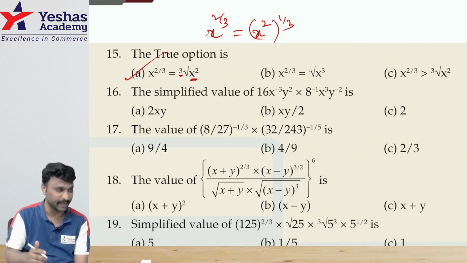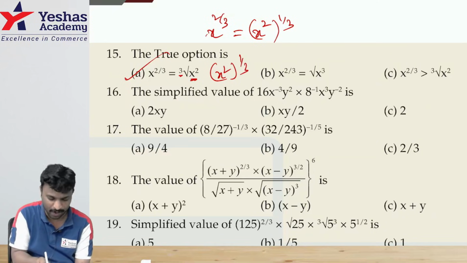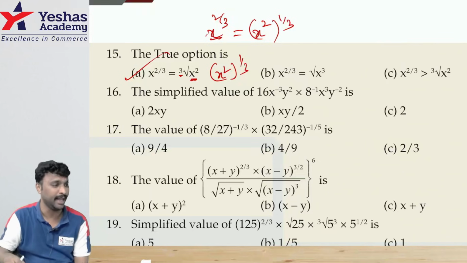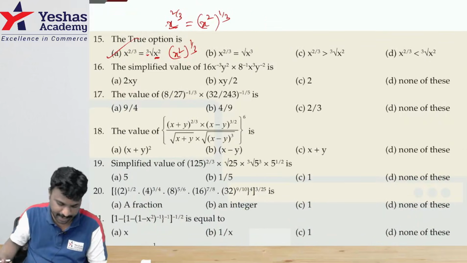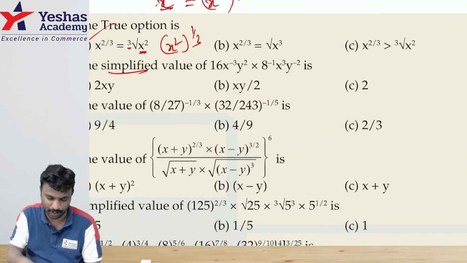Have you understood? See, x square as it is, the cube root becomes whole power 1 by 3. So 2 into 1 by 3 is 2 by 3. On the LHS also you have got 2 by 3. That means option A is the right answer. Guys, 16th one, the simplified value of this we need to find out.